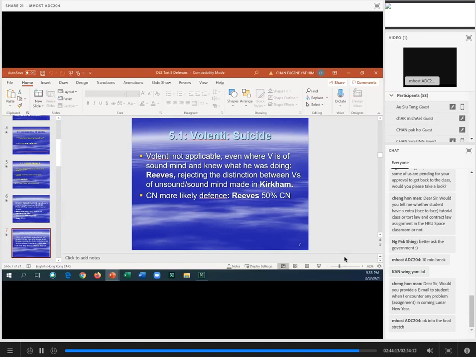Okay. Also, there's a case of Orange and the Chief Constable of West Yorkshire, in that there was no Voluntary because the police did not know of any suicidal tendencies. So it does depend on the facts sometimes of each case.